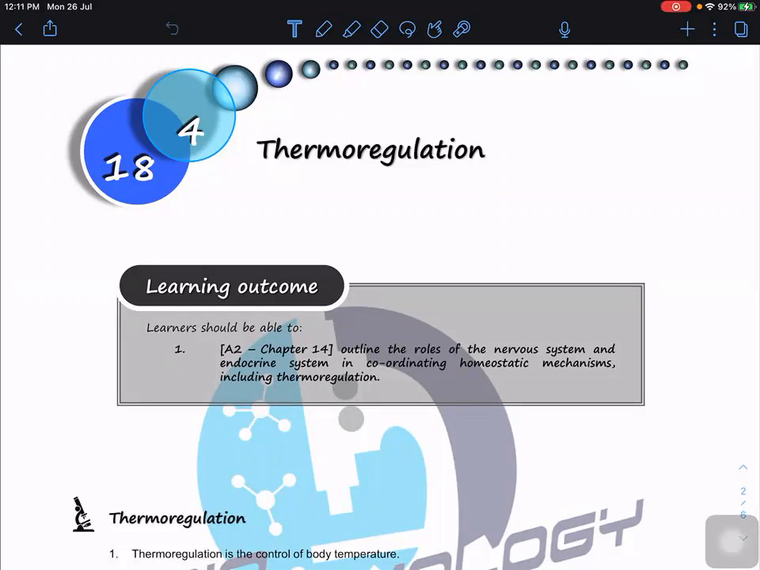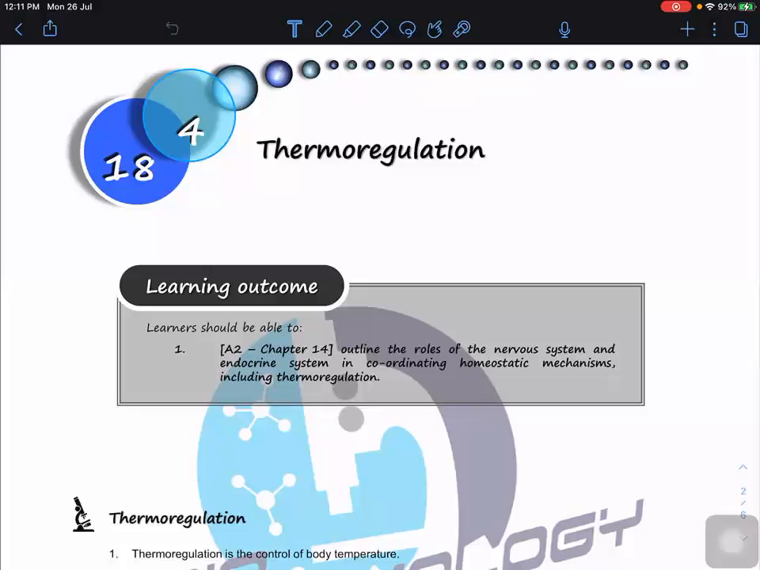For example, you go out from an aircon room into a normal room without aircon, and you can feel it: oh, warmer. So your first set of thermoreceptors, on the skin, will give us the idea: oh yeah, it's warm, oh, it's hot, oh, it's cold. So this is the first set.